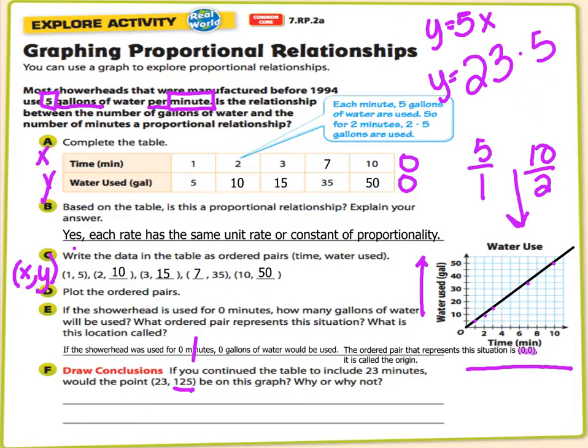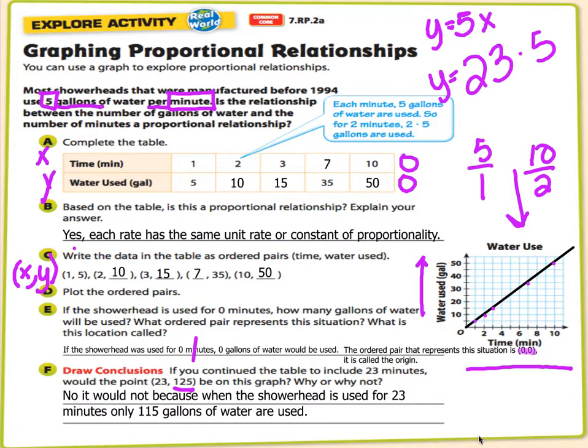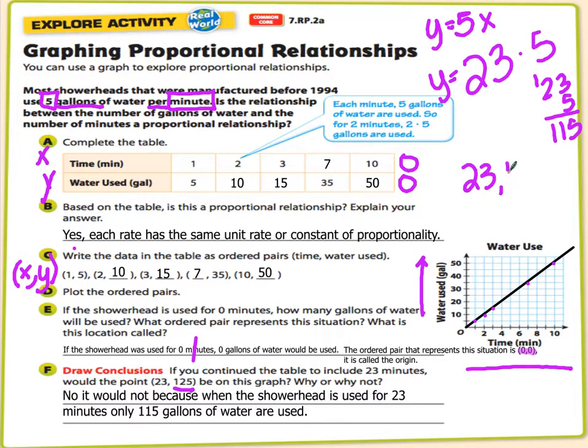When I take 23 and multiply it by 5, I actually get 115. 23 times 5: 3 times 5 is 15, 2 times 5 is 10, plus 1, I only get 115. So the point that would actually be on the graph would be 23, 115, and not 23, 125. So no, that point would not be on my graph.